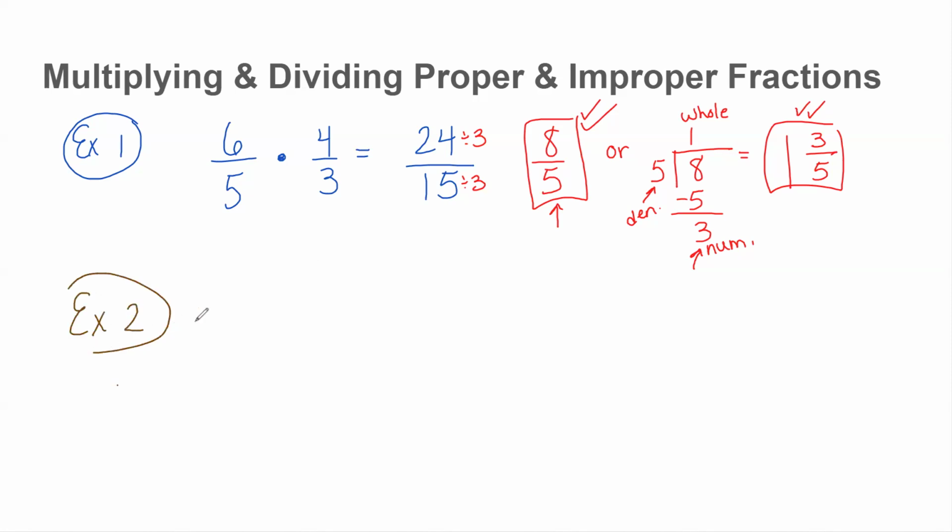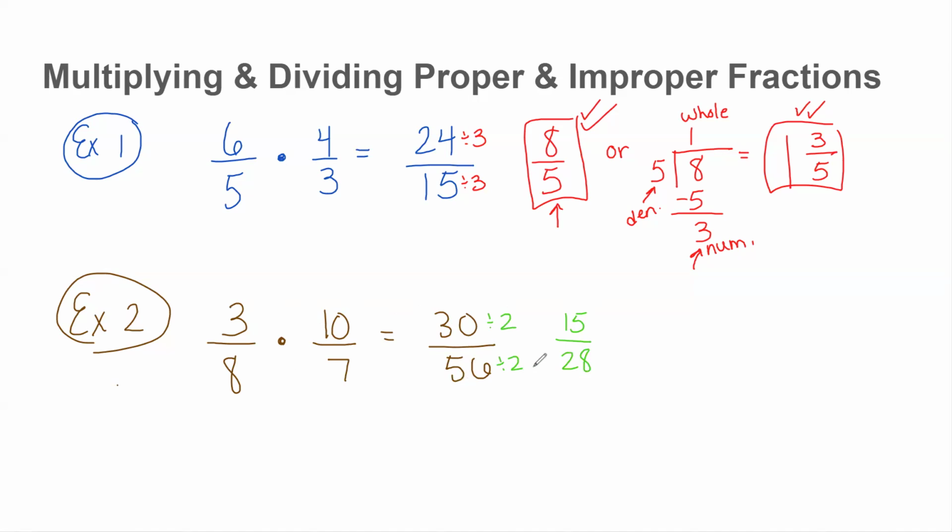Example 2, let's do a proper fraction, 3/8 times an improper 10/7. Right across the top would be 30. Right across the bottom would be 56. Those are both even, so we definitely can cut in half, so that's 15. Cut in half, so that's 28. And I think that's the best we can do.